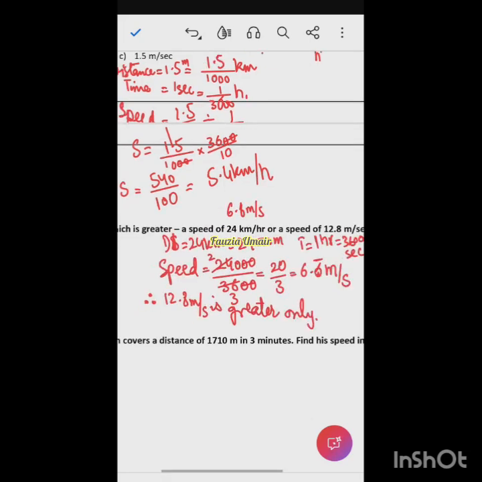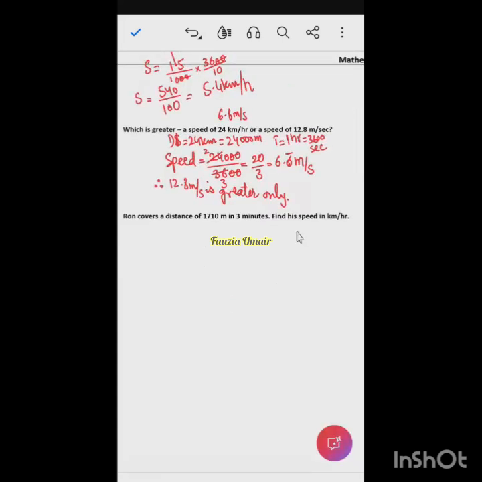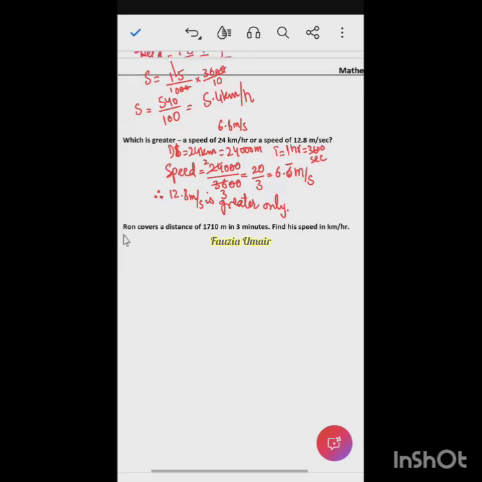So moving on to the next one, the last question. Ron covers a distance of 1710 meters in 3 minutes. Find speed in kilometer per hour. So this was just a conversion question. So the distance is 1710 meter. I'm writing the data. 1710 meters, and the time is basically 3 minutes.